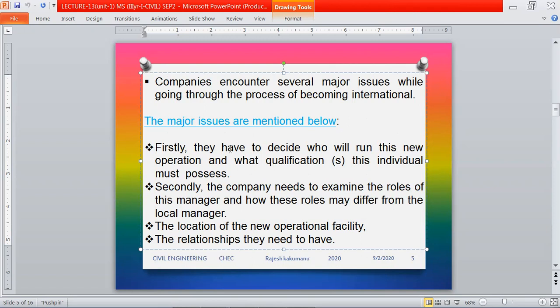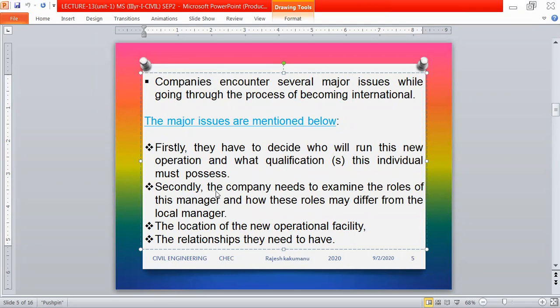The first issue is they have to decide who will run the new operation. For example, you have a business in 2 states in India. Next you have to expand beyond other Indian states, in Malaysia, Thailand or some other places. Then what is the first thing you have to decide? You have to decide who will run this new operation, what are the qualifications, and what are the individuals you have to take. MBA graduates or double MBA graduates, should we take NIT or IIT people, should we recruit IIM people, what qualification they require and who will operate the new operation. So that is the first thing you have to keep in mind.